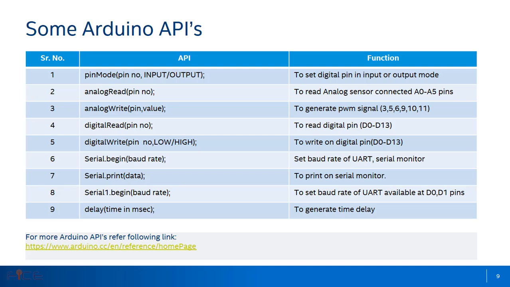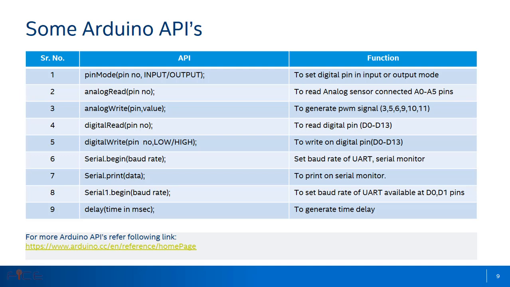that is the pin number. Another API is analogWrite. This is used to generate a PWM signal, where you need to specify the PWM pin, any of the pins 3, 5, 6, 9, 10, 11, and the value you want to write. The default PWM resolution is 8-bit, so the maximum value we can write is 255 and the minimum is 0. When we write 0, it generates a 0% duty cycle PWM signal, and if we write 255, it will generate a 100% duty cycle PWM signal.